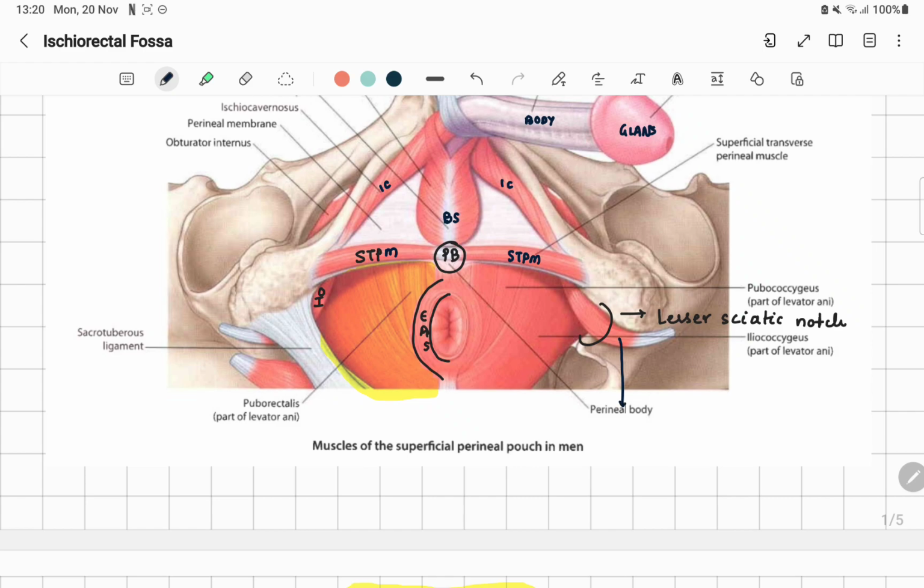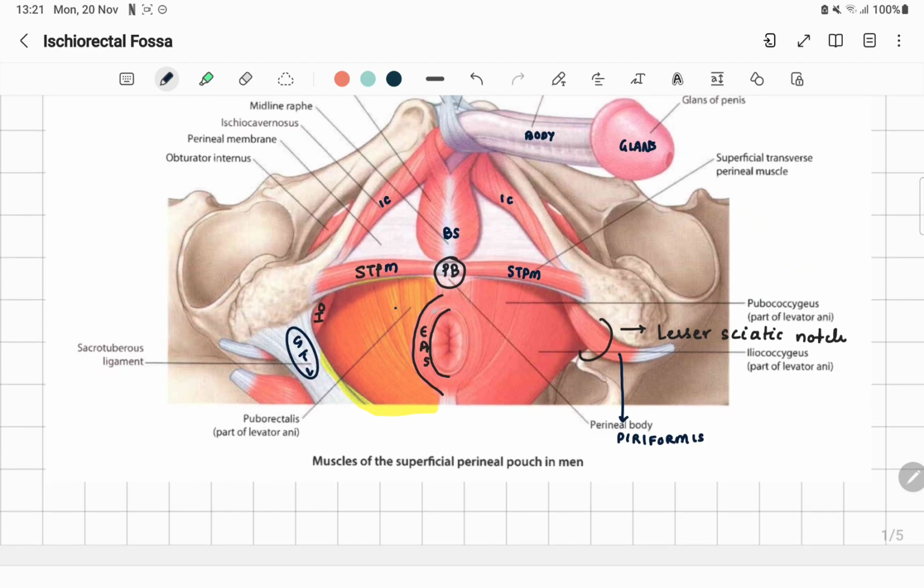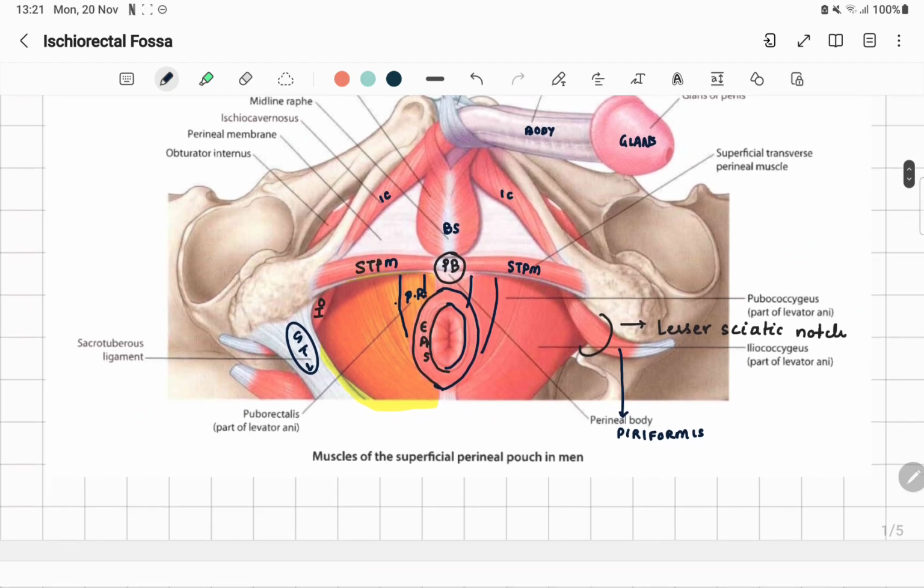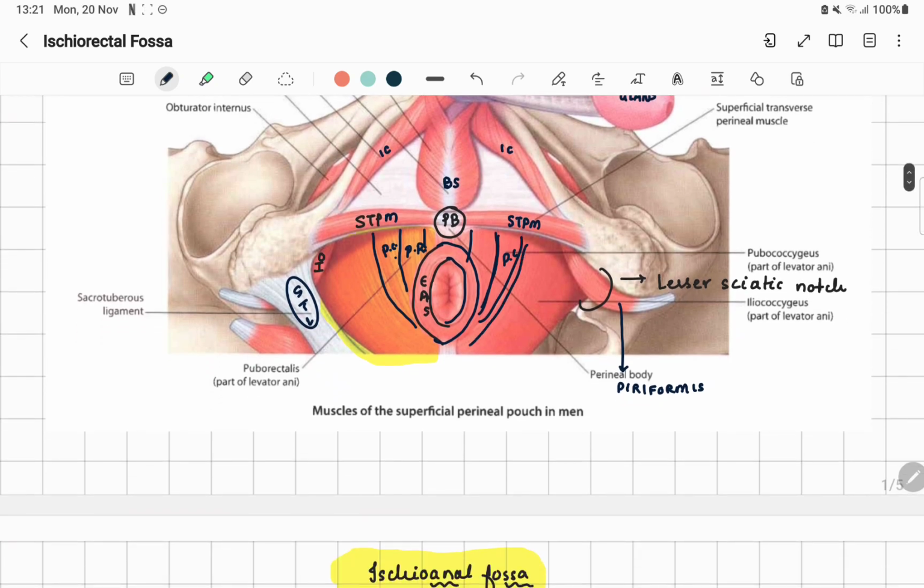Another thing I want to tell you: this muscle is the piriformis. This is the sacrotuberous ligament, and we have our puborectalis, which is guarding the rectum. Your external anal sphincter, this is the EAS. And your pubococcygeus, this part is the pubococcygeus. And this part is the iliococcygeus.